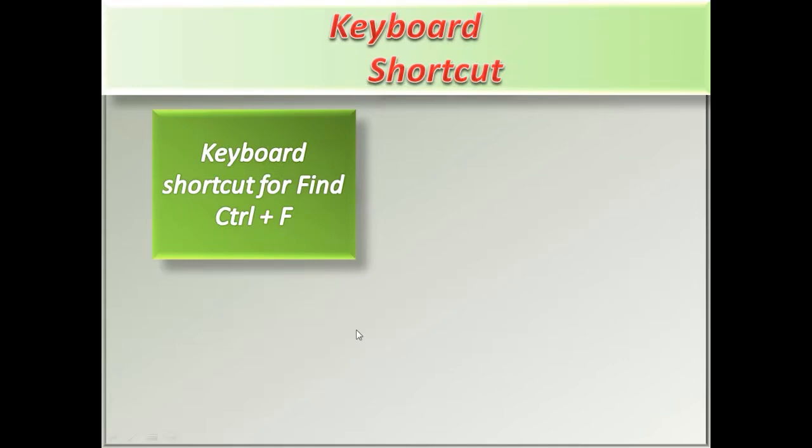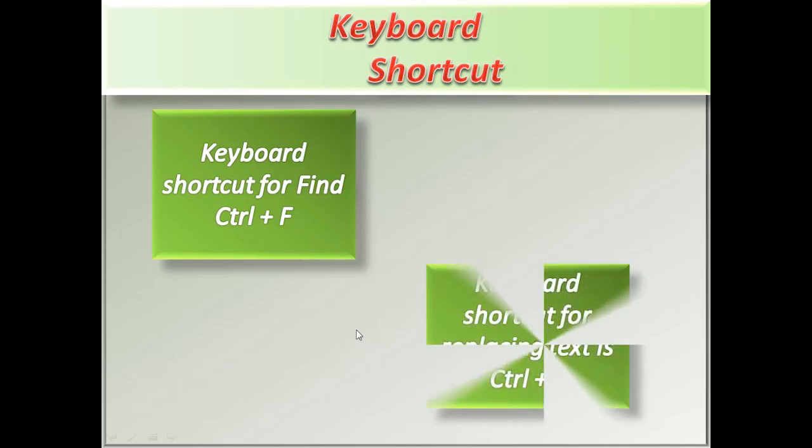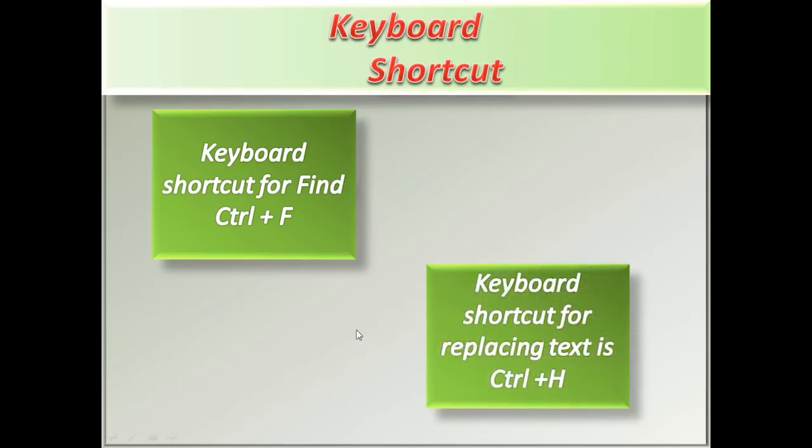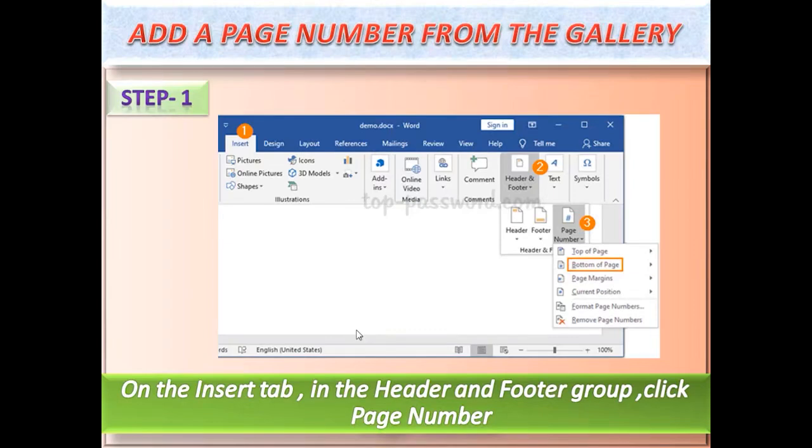Now let us know the keyboard shortcuts. The keyboard shortcut for Find is Ctrl+F and the keyboard shortcut for replacing text is Ctrl+H. Now let us know how to add a page number from the gallery in your document.